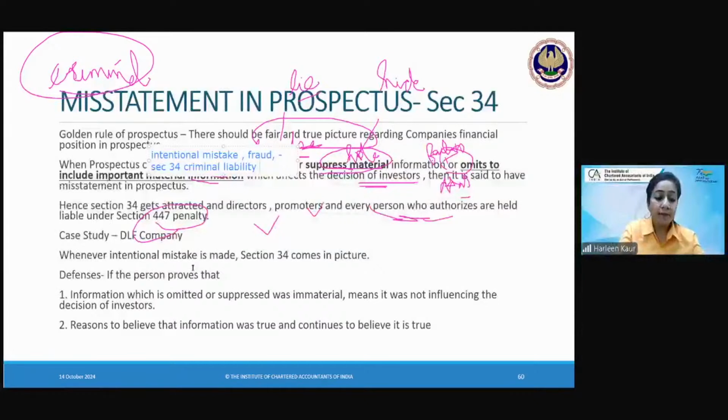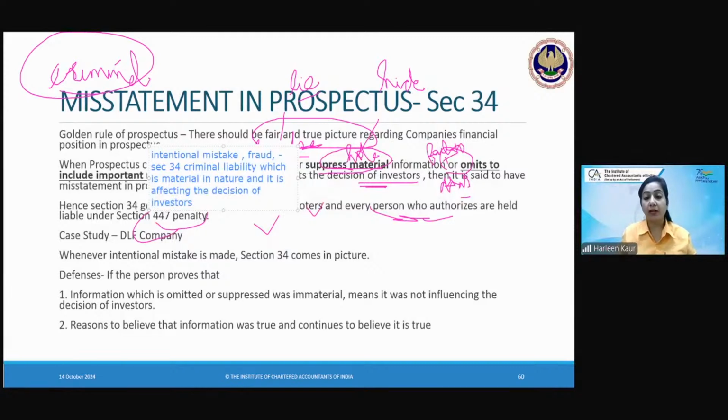Intentional mistake, fraud, which is material in nature, and it is affecting the decision of investors. Then only section 34, criminal liability, will become applicable.